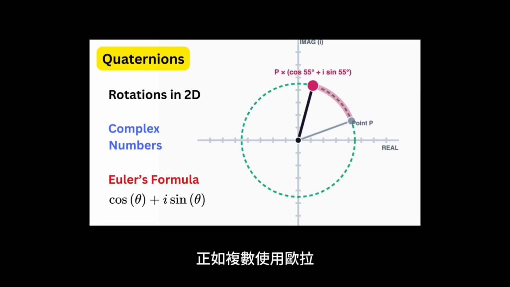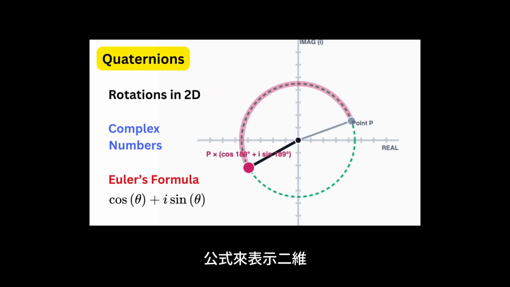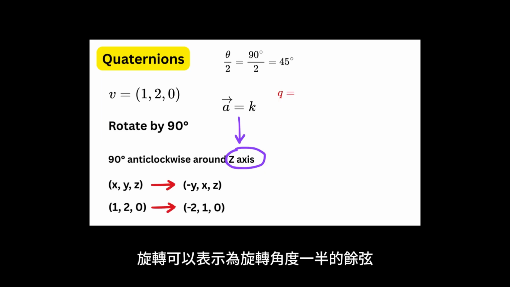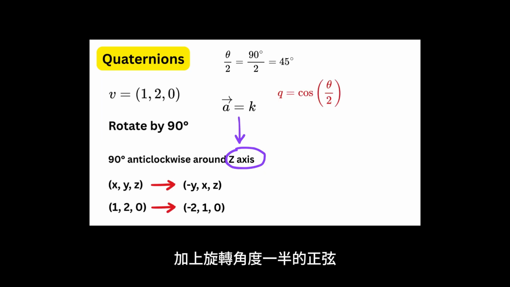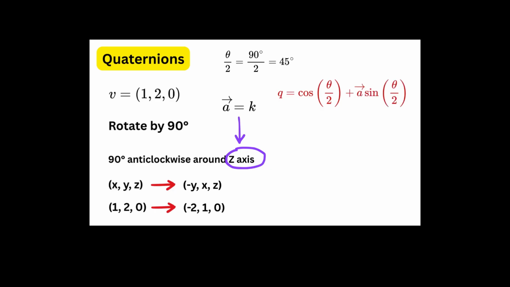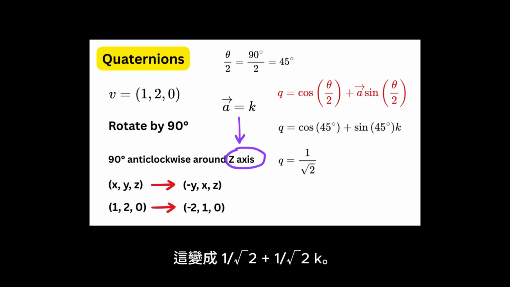Just as complex numbers use Euler's formula to represent rotations in 2 dimensions, quaternions use a similar idea to represent rotations in 3 dimensions. In fact, a quaternion rotation can be represented using cosine of half the rotation angle plus sine of half the rotation angle multiplied by the chosen rotation axis. So here the quaternion is equal to cosine of 45 degrees plus sine of 45 degrees multiplied by k. This becomes 1 over root 2 plus 1 over root 2 k.